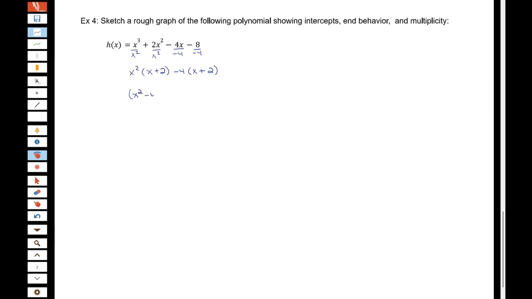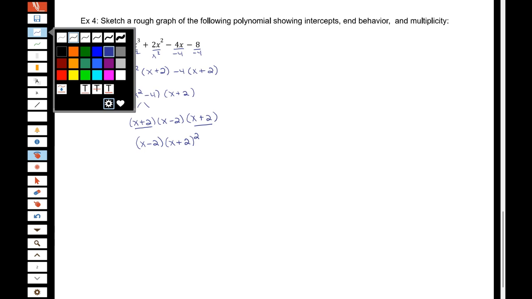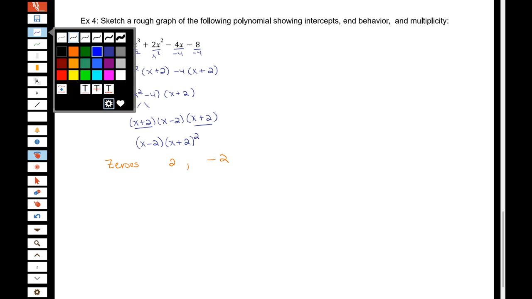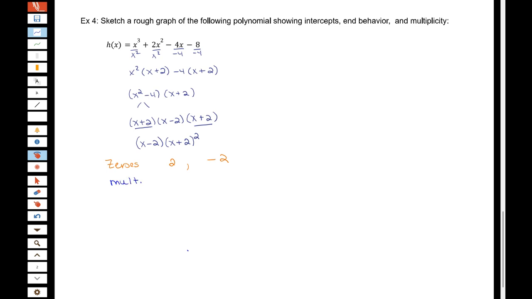So I have x squared minus 4 times x plus 2, but this factors more into x plus 2 times x minus 2 times another x plus 2. So we have 2 of these. So our factored form is x minus 2 times x plus 2 squared, which means our zeros are at 2 and negative 2. And the multiplicity on those, at 2, it has a multiplicity of 1 because that's the power here. And at negative 2, I'm sorry, I like to write these with Roman numerals, it has a multiplicity of 2.